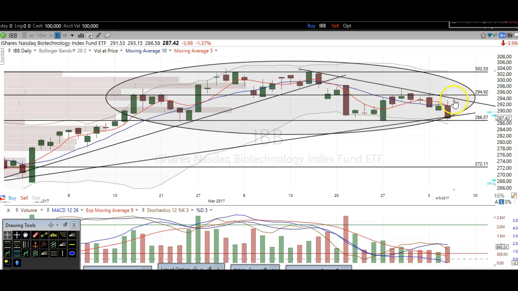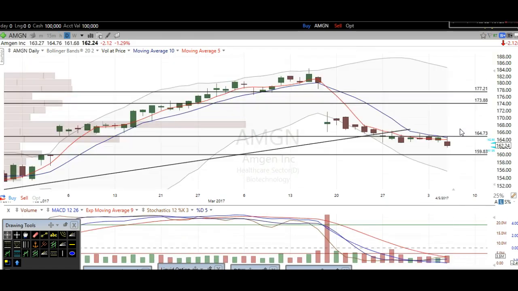Above us, we've still got this resistance, and this pattern would be negated if we clear this 295 resistance. So 295 and 286 are the two main levels here on IBB that you want to be focusing on. The next one we're going to take a look at is AMGN.